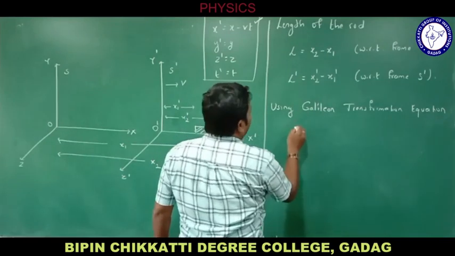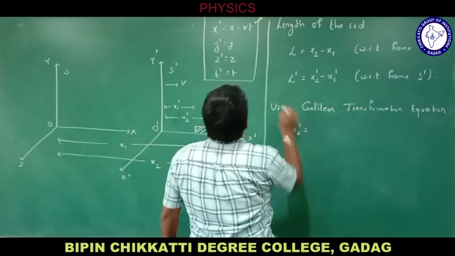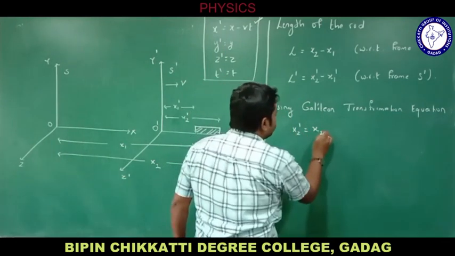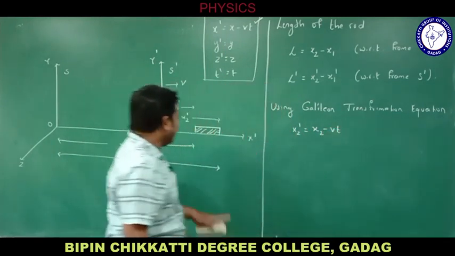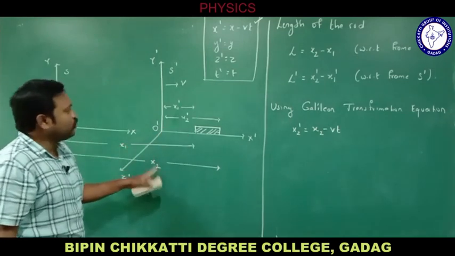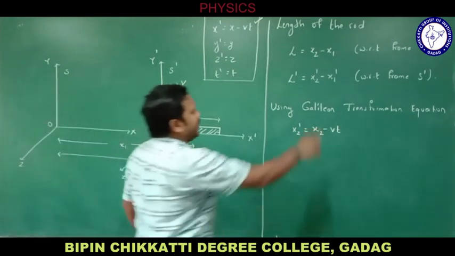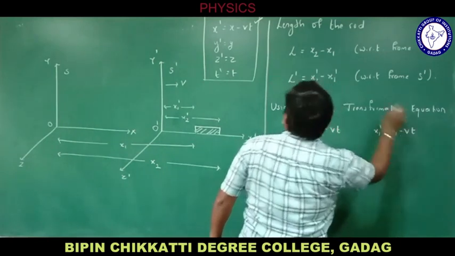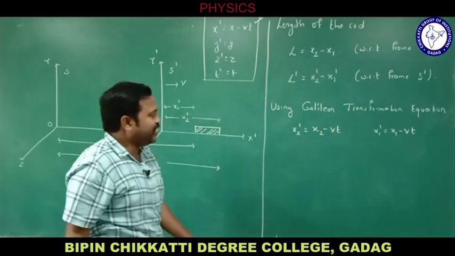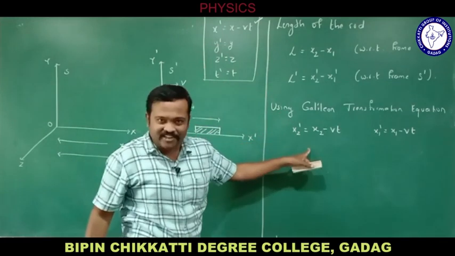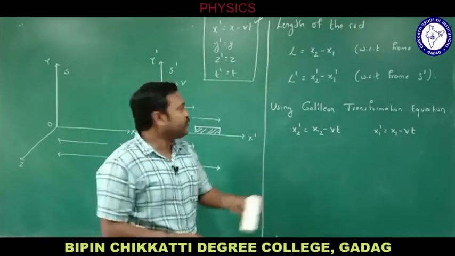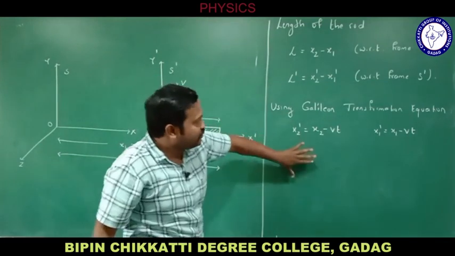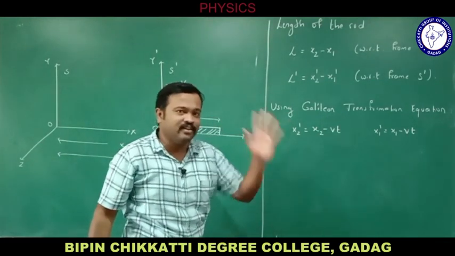For x2, I will first use x2 dash equals x2 minus vt, right? x2 dash equals x2 minus vt. What is x1 dash equal to? x1 dash equals x1 minus vt. I have used this equation, the Galilean transformation equation. So do remember, these equations are called Galilean transformation equations that I am using to prove length is invariant.